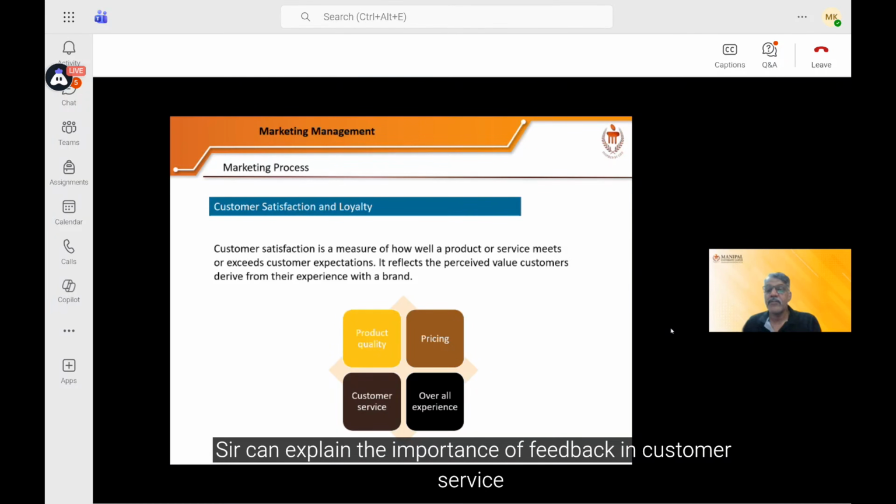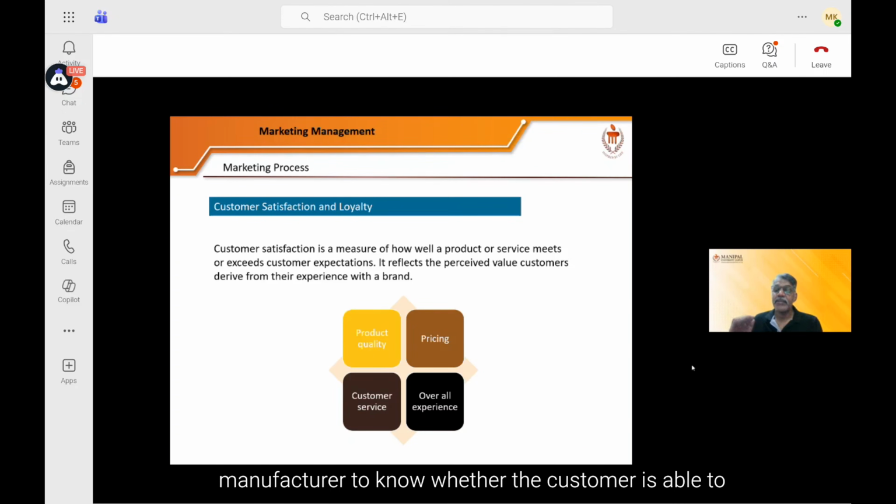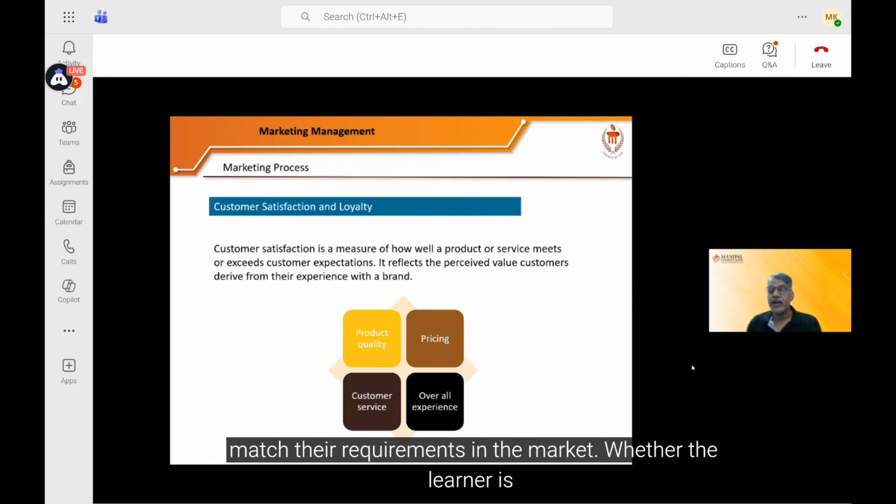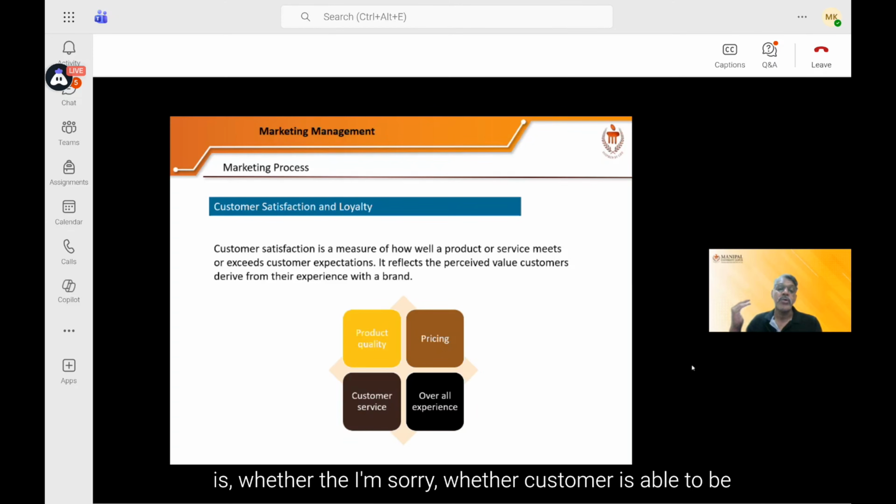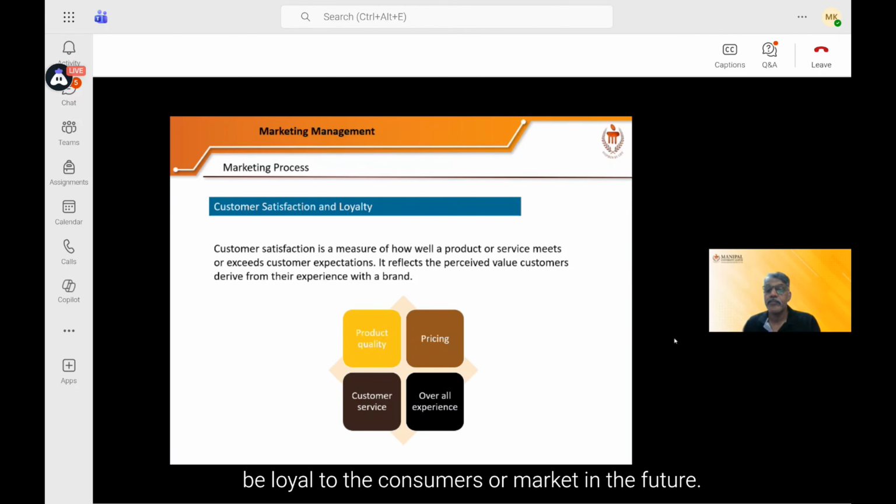Sir, can you explain the importance of feedback in customer service? Obviously, feedback of customer satisfaction is very, very important. This helps, learner Aman Yadav, the manufacturer to know whether the customer is able to match their requirements in the market, whether the customer is able to be loyal to the consumers or market in the future.